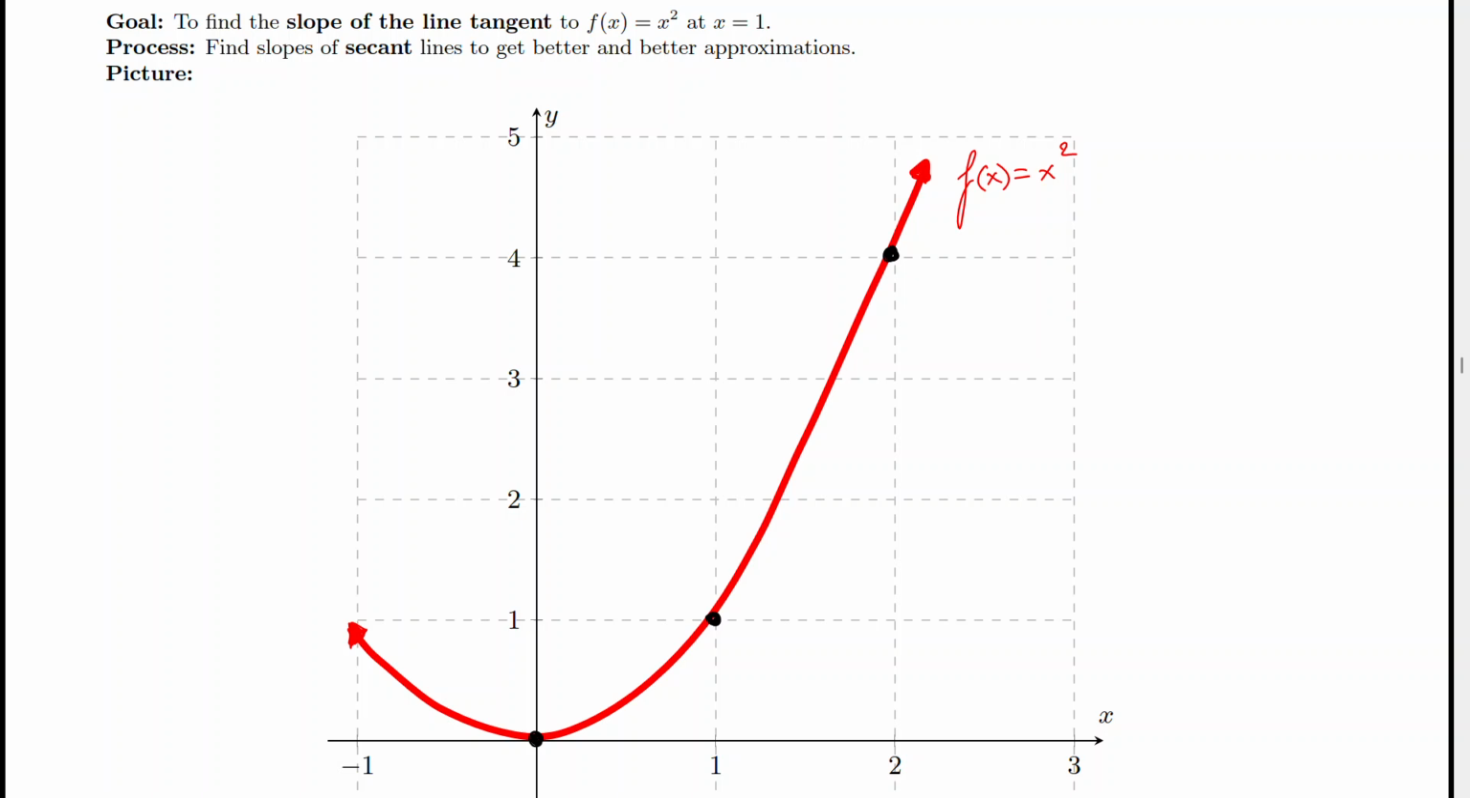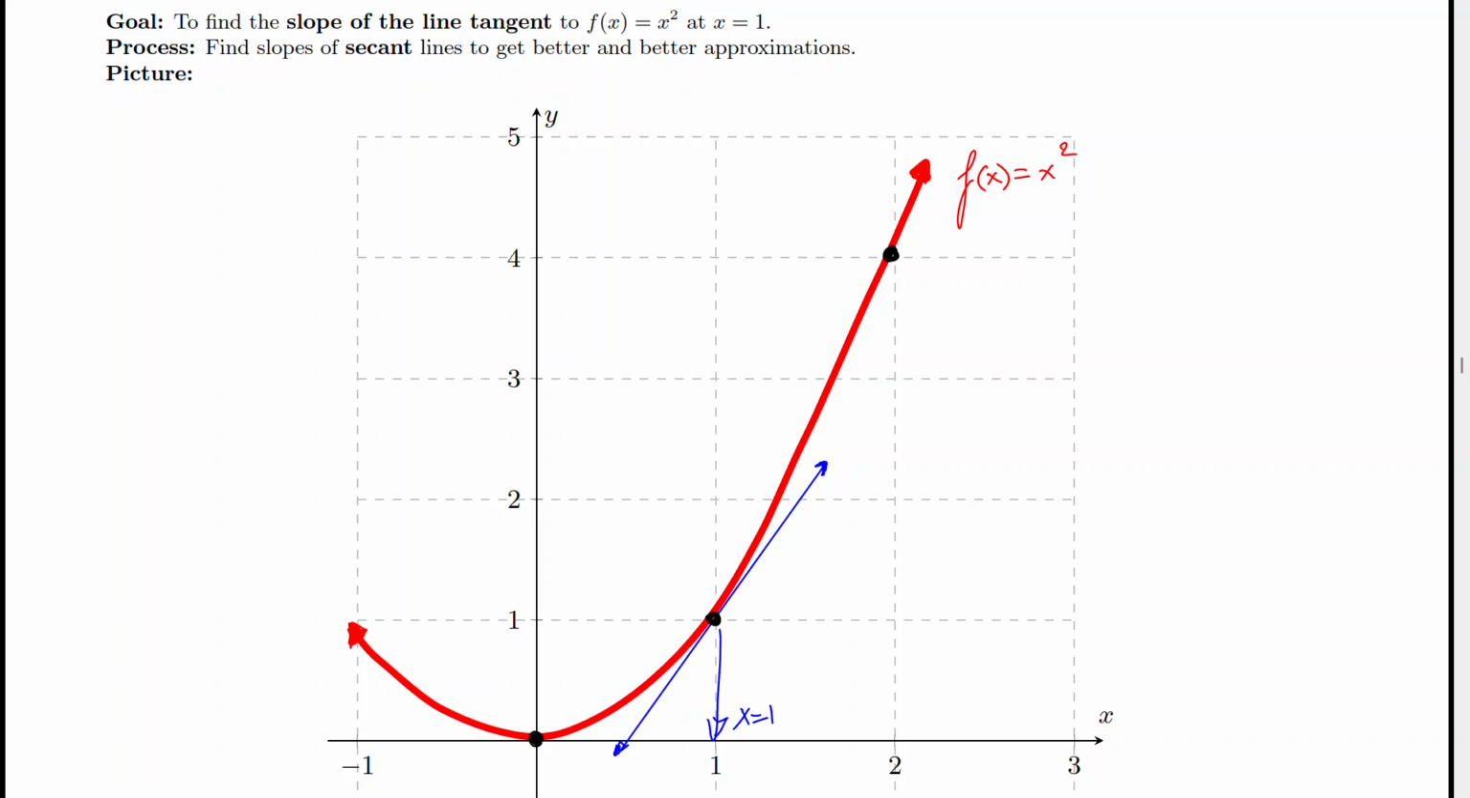So the question is, we want to know the slope of the tangent line at 1, so we want to know the slope of the line that touches the curve basically exactly once, and that's when x is equal to 1. So the line would pretty much look something like this right here. We want to know the slope of that line that touches the curve at x equal to 1. So when x is equal to 1, what's the slope of the line that touches the function f of x, which is equal to x squared?